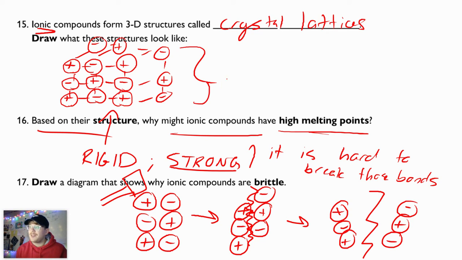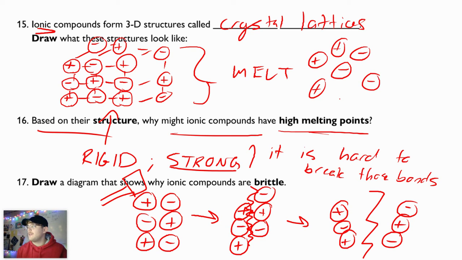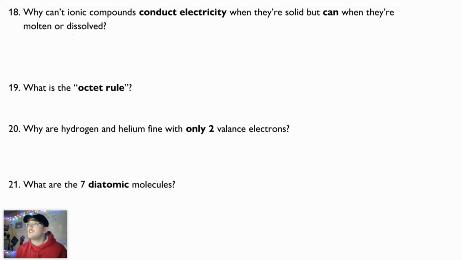But let's say that you were able to melt this down. Now these charges are just flowing around. They're not really next to each other anymore, and they're able to flow. You think about a liquid. If this is in a liquid state, they're able to flow. Because they're able to flow in a liquid state, they're able to carry charges from one place to another, essentially. So when you think about something being molten, you think of it as a liquid. You think about something being dissolved, you think of it inside of a liquid. These two create flow of charges.